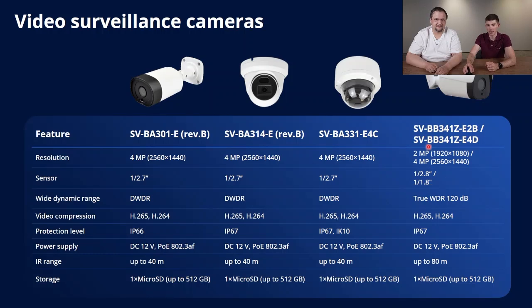Because of the different architecture, you can see that it's no longer named SVBA, it's called SVBB. This B letter means that it's got a more powerful CPU, allowing us to offer true WDR on this camera. Other models have digital wide dynamic range, whereas this one has a hardware wide dynamic range.